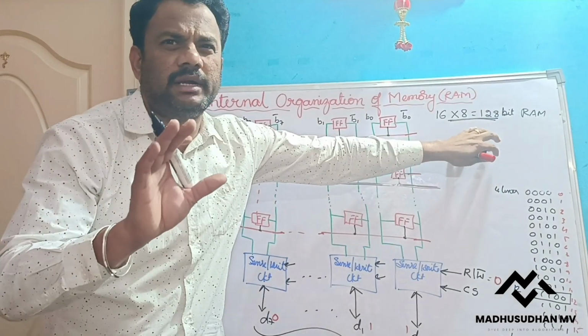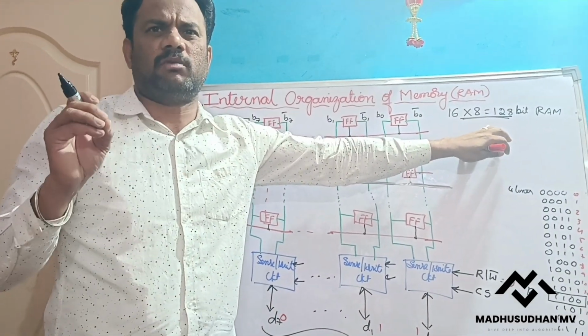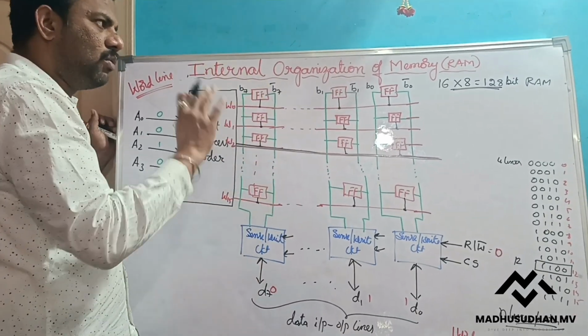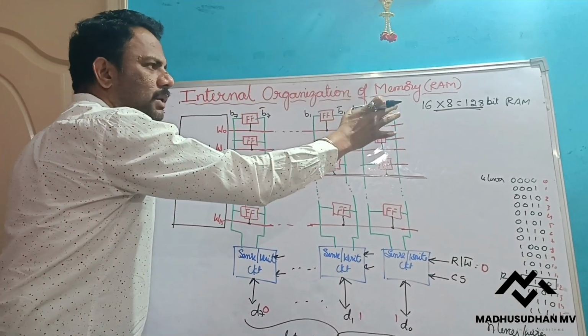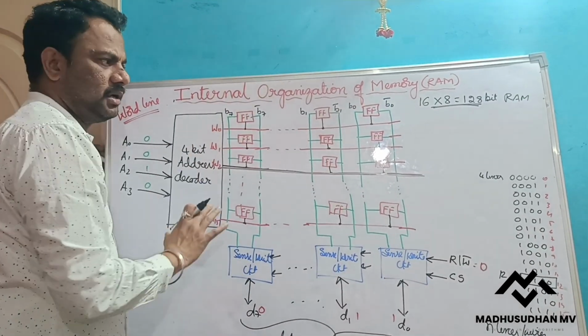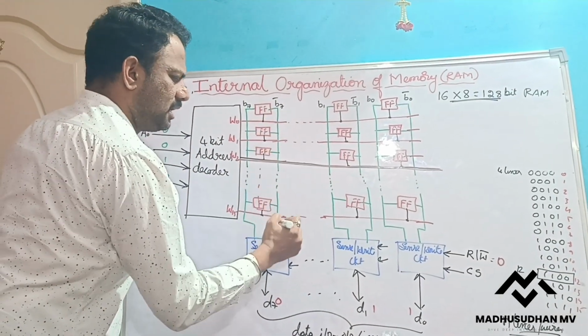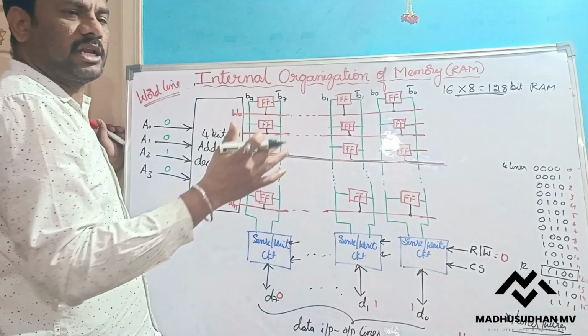But I am talking in terms of 128 bits, a very small memory, just to show the construction. Now, to make this 128-bit RAM in this fashion, how many external connections are there? All of these are internal connections. Now, what are the external connections?